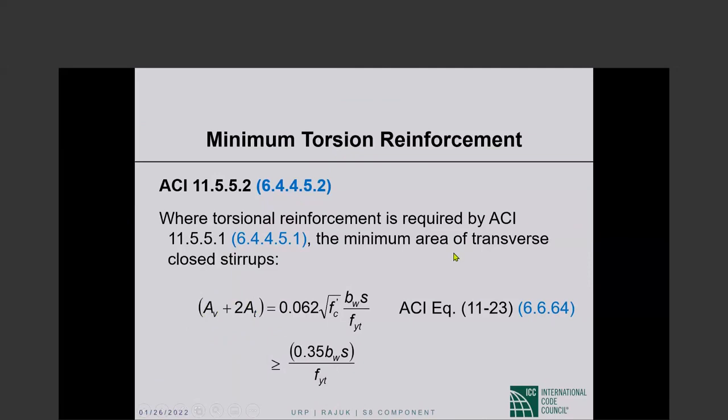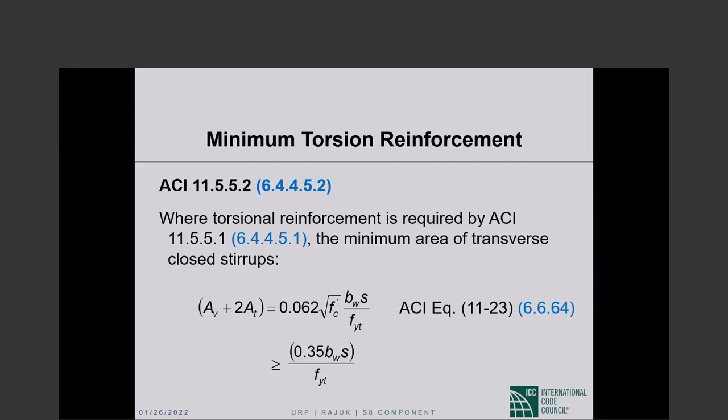Where torsional reinforcement is required by ACI, the minimum area of transverse closed stirrups is equal to that. So A sub B would be all the legs of shear reinforcement and 2 legs of torsional reinforcement. That's what the minimum applies on. And this has been talked about already a couple of times.